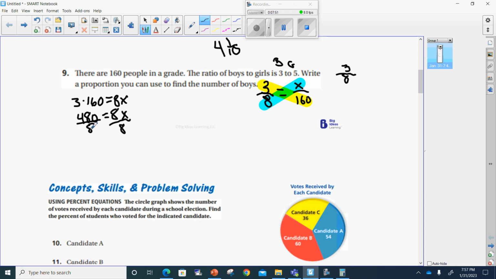Now it's starting to get really easy because I know that 6 times 8 is 48. So 60 times 8 must be 480. So this is going to be 60. And 8 divided by 8 is 1. That leaves me with 1x left over. So the number of boys is going to be 60 boys. Okay? 60 boys.